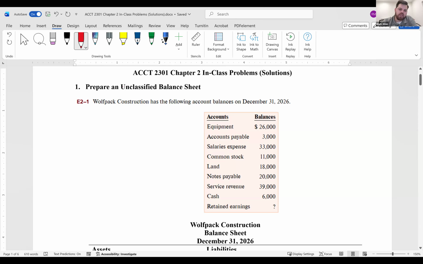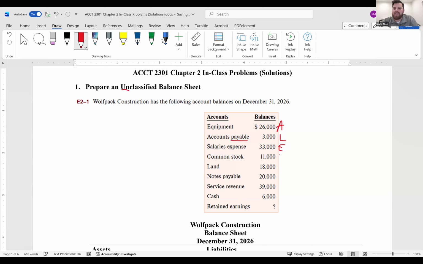Now, once again, this is unclassified. So my classifications don't have to be super precise. They just have to be good enough. So we start off with equipment. So what type of account is equipment? Well, equipment is something I will use in the future to help me generate revenue. So equipment is an asset. Accounts payable, though, we look for that keyword payable, and that tells me it is a liability. Salaries expense is an expense, so that's an E.